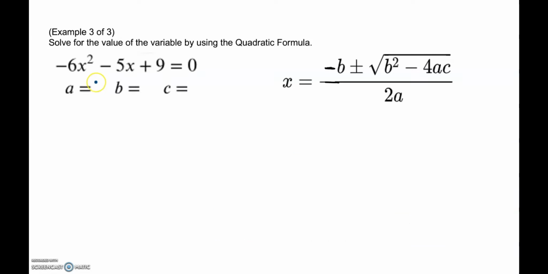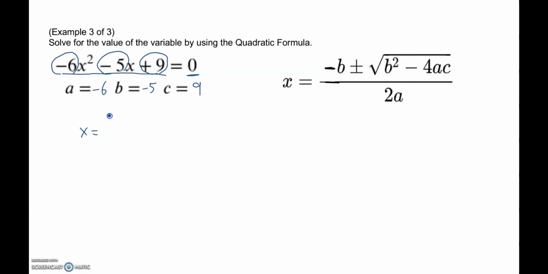Now here's our final example problem. Is this equation, this trinomial, in standard form? I believe it is because it's equal to 0 and it has every single term. So let's label our terms. Our a is going to be negative 6, our b should be negative 5, and our c should be positive 9. Let's plug that into our equation.